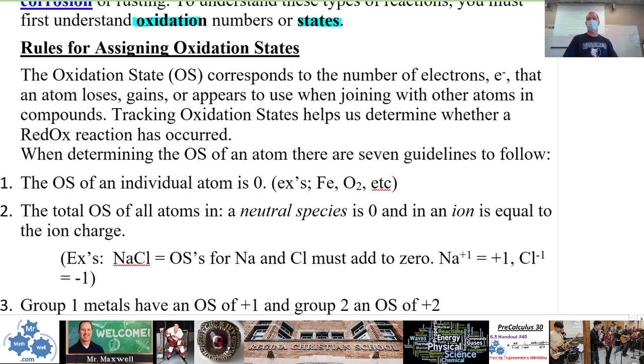E with the little negative exponent is a common notation for electrons that I use all the time. So it's the number of electrons that an atom loses, gains, or appears to use when joining with other atoms in compounds. Tracking oxidation states helps us determine whether a redox reaction has occurred. So we want to track from reactant to product the oxidation states of the elements involved.